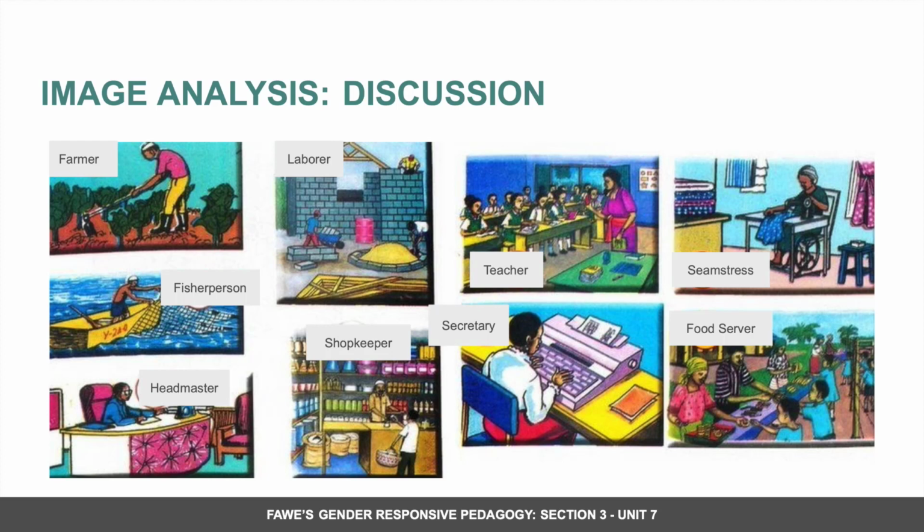What are some ways you might adopt or change the image to make it more gender responsive? Some sample answers include: provide images that break down stereotypes, show men caring for children at home and women as headmistresses, show women as shopkeepers and men as tailors.